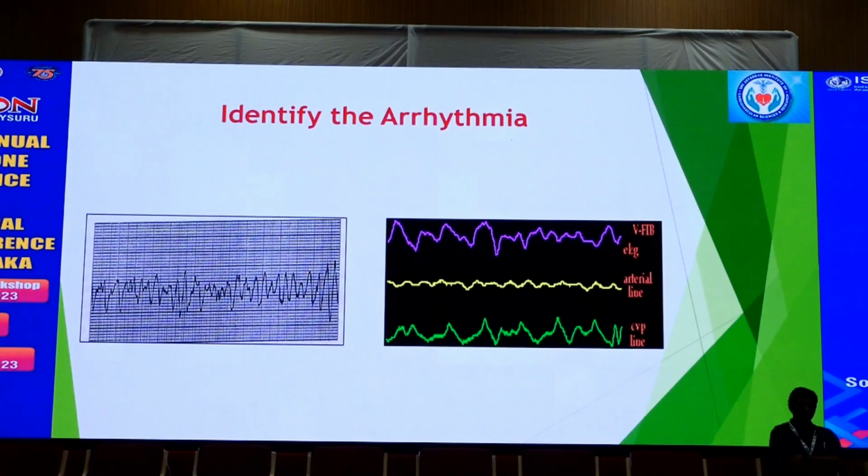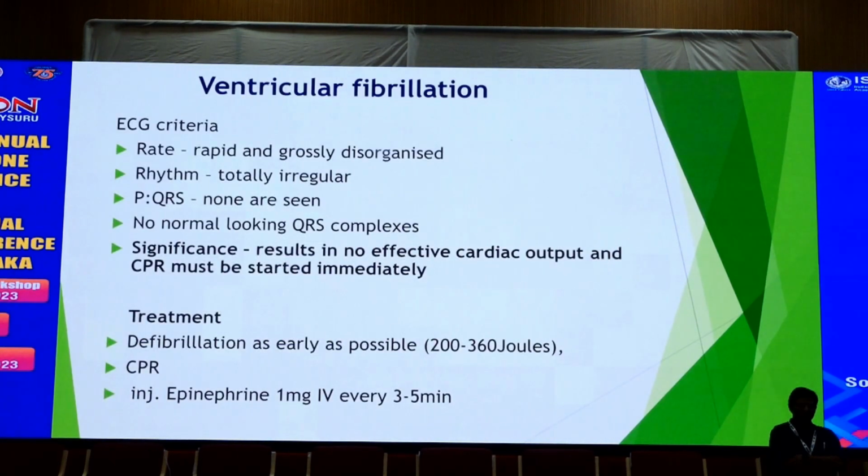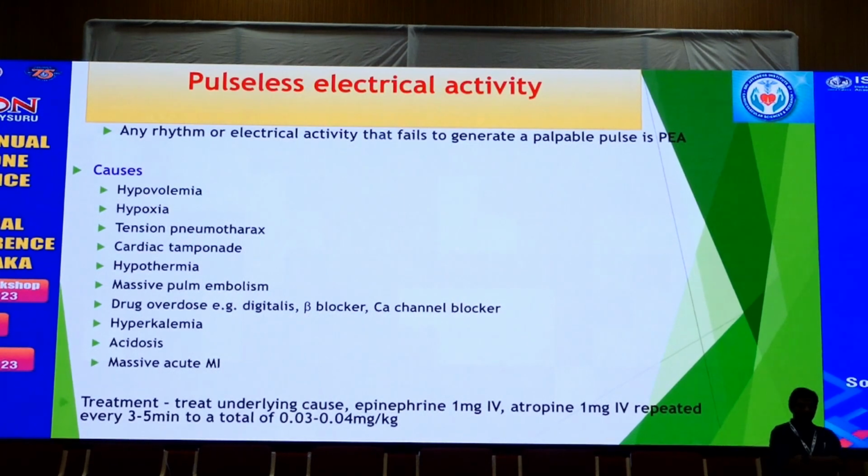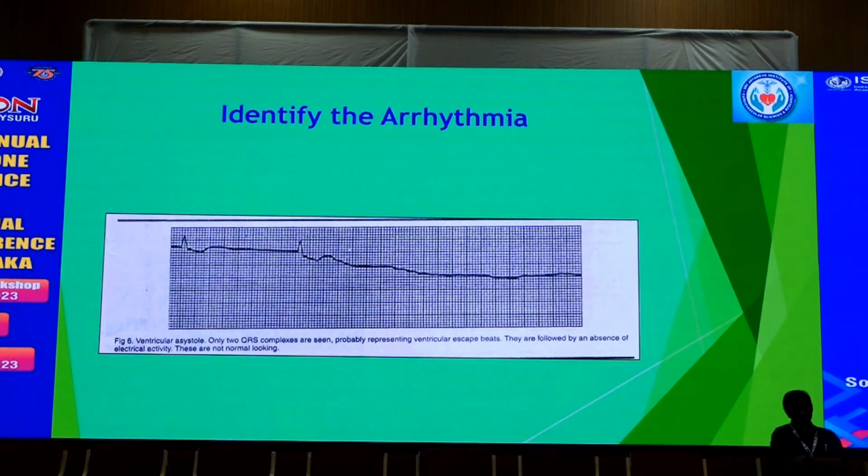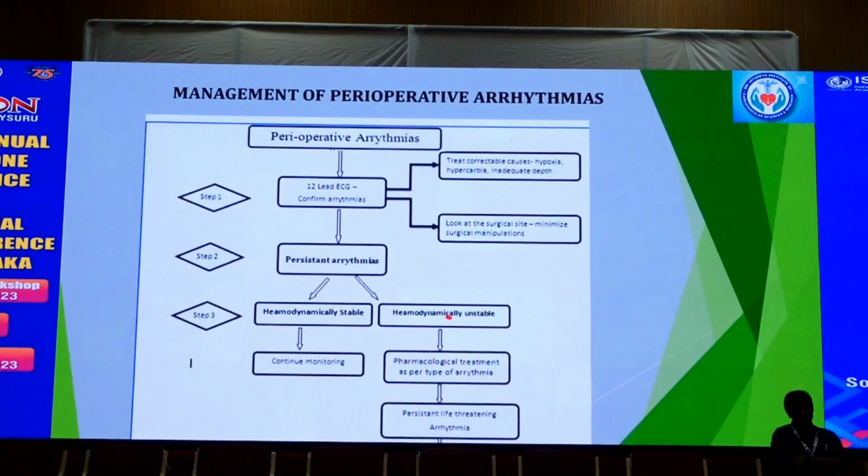So this is ventricular fibrillation. It can be coarse or it can be fine. Follow the ALS guidelines. Any of the above described rhythms without a pulse becomes pulseless electrical activity. So rule out 5H, 5Ts and follow the algorithm. This is asystole. CPR is the treatment.